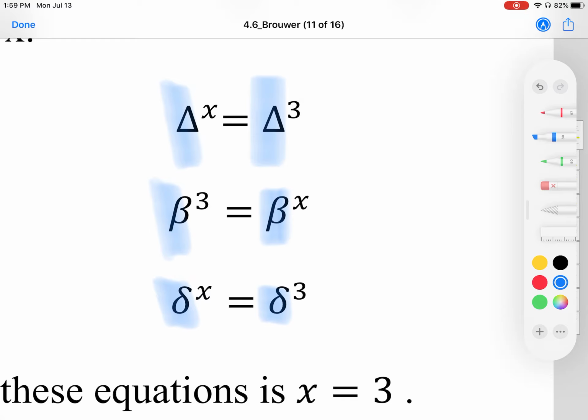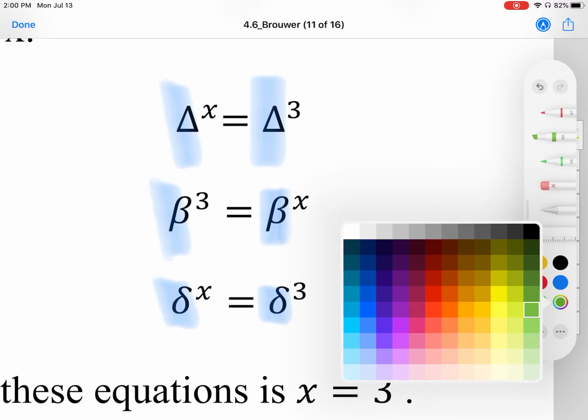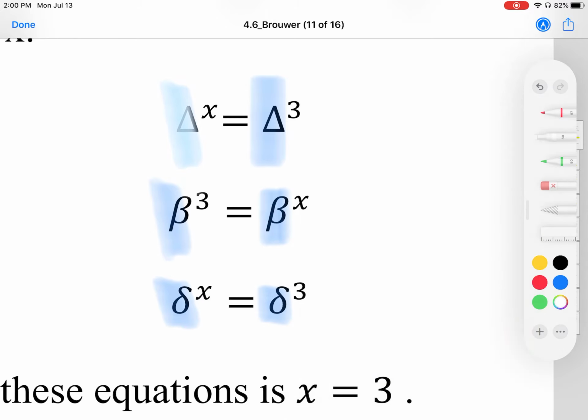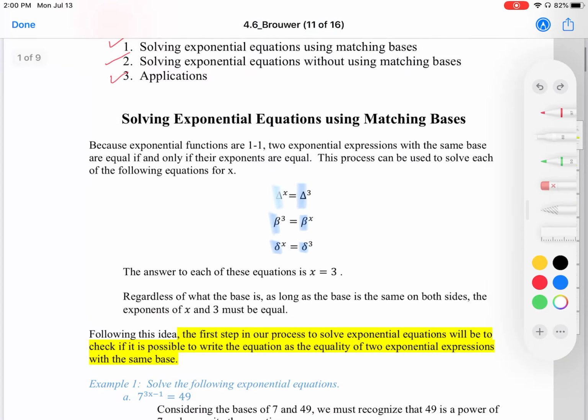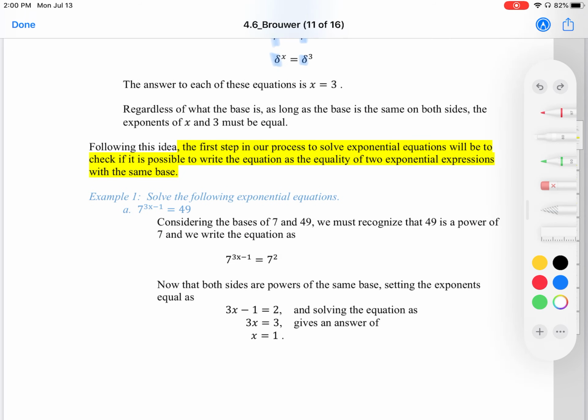All right, so we have the same base, and as long as we have the same base, we can, in a sense, disregard it. So we can go ahead and just ignore the base and only work with our exponents. So we would have, for example, x equals 3, or 3 equals x. The idea is that we can disregard the bases and work with our exponents only. The answer to each of these equations is x equals 3. Regardless of what the base is, as long as the base is the same on both sides, the exponents x and 3 must be equal. Following this idea, the first step in our process to solve exponential equations will be to check if it is possible to write an equation as the equality of two exponential expressions with the same base.